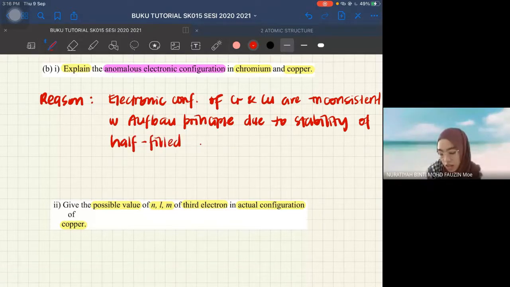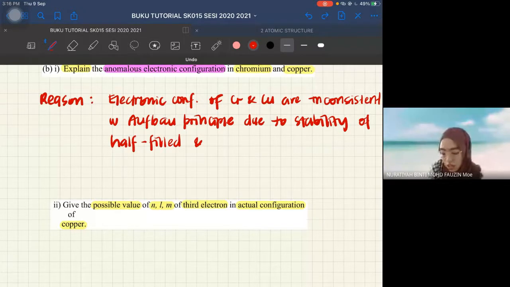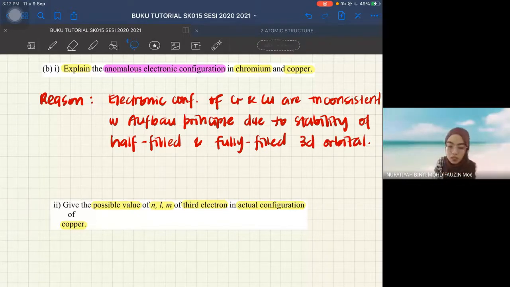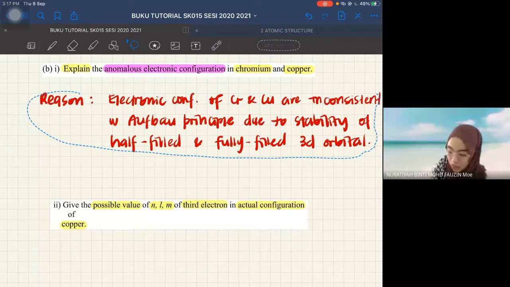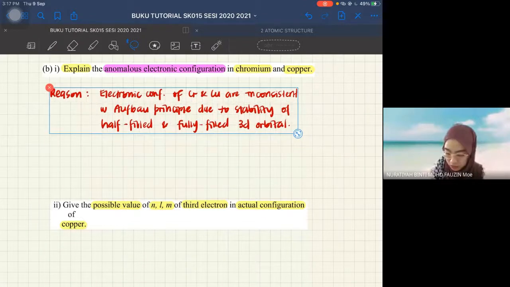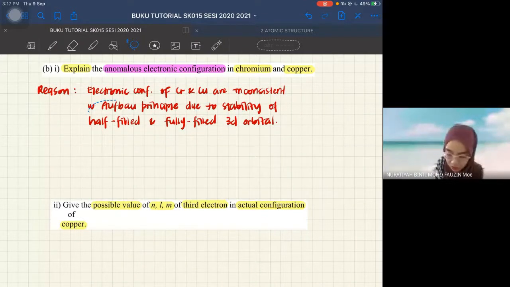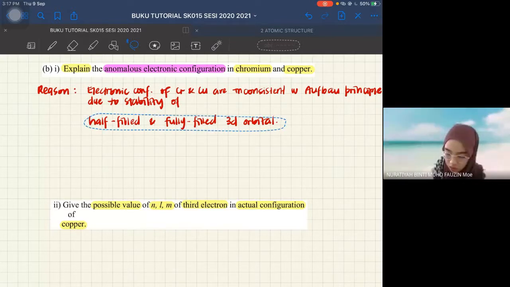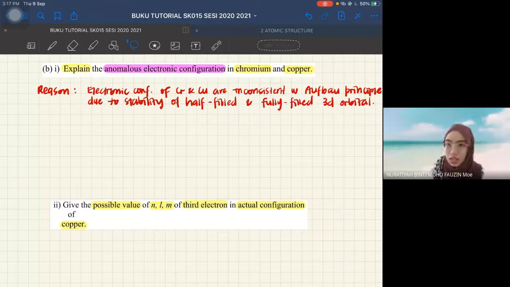And fully, completely filled 3d orbital. So it's because of that. So that is the first reason. What else do we need to explain? Half-filled orbitals are more stable than partially filled. Then we give the expected electronic configuration and the actual electronic configuration.